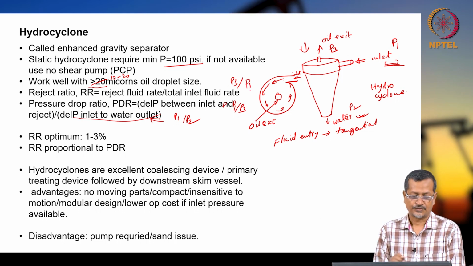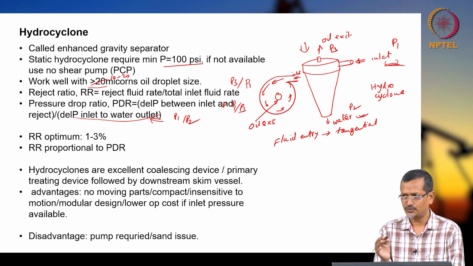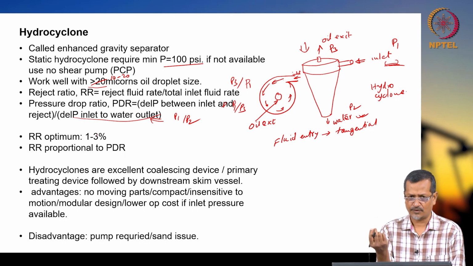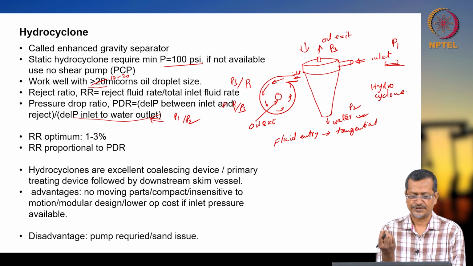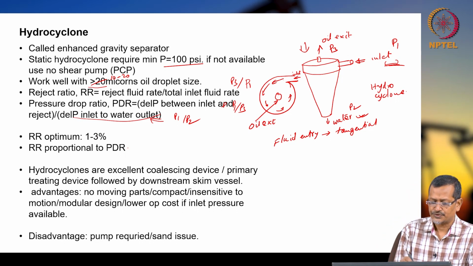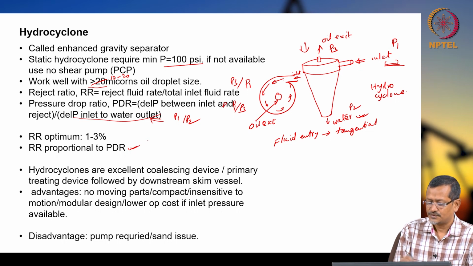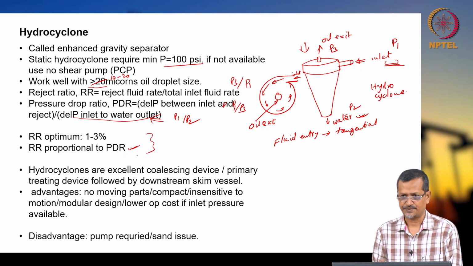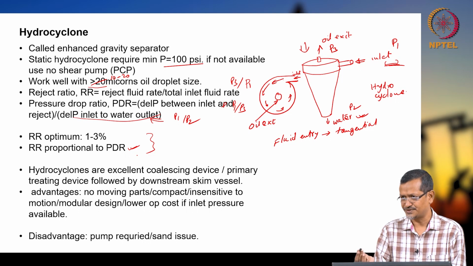So reject ratio normally will be 1 to 3%. Very small amount of oil will be there, that is why reject ratio will be 1 to 3%. And reject ratio is proportional to PDR. You should remember this small relationship, because if I give objective questions, this will be a very important factor.